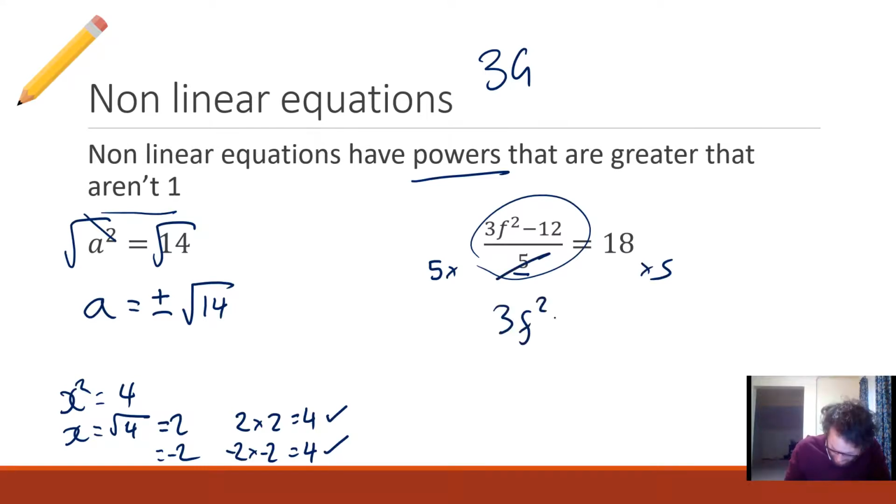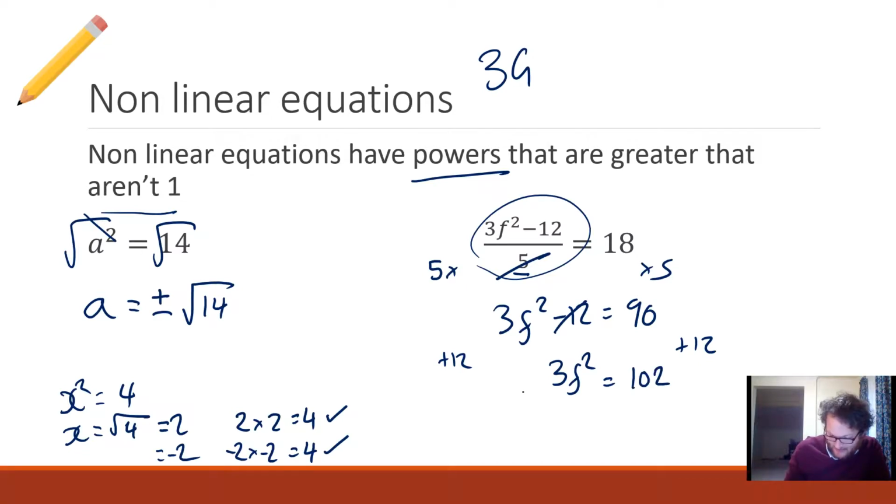3f squared minus 12, and 18 times 5, that's going to be 90. Cancel it out so I didn't have to write it down. Let's get rid of this. The next thing we need to get rid of is the minus 12, because the 3 happens to the f first. So to get rid of a minus 12, I'm going to add 12 to both sides. That's going to give us 3f squared on the left, and 90 plus 12, okay, that's pretty easy. We can work that out. That's going to be 102.